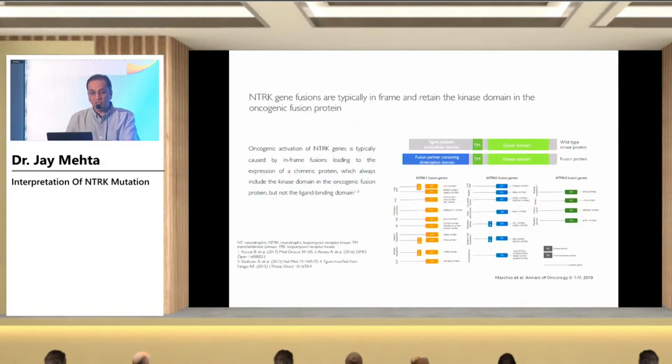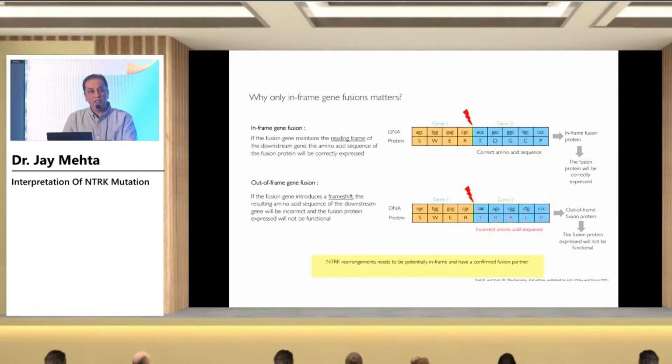Now, oncogenic activation of these genes is typically caused by in-frame fusions, and I'll come back to what an in-frame fusion is, leading to expression of a chimeric protein, which always includes the kinase domain, as I just mentioned. Why is in-frame fusion important? For NTRK at least, if the fusion maintains the reading frame of the downstream gene, then the amino acids will be in frame, they will be in the correct sequence, and the protein which will be expressed will be active.